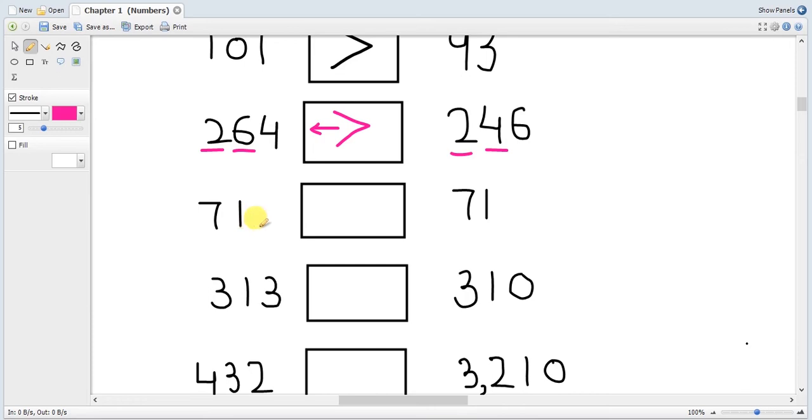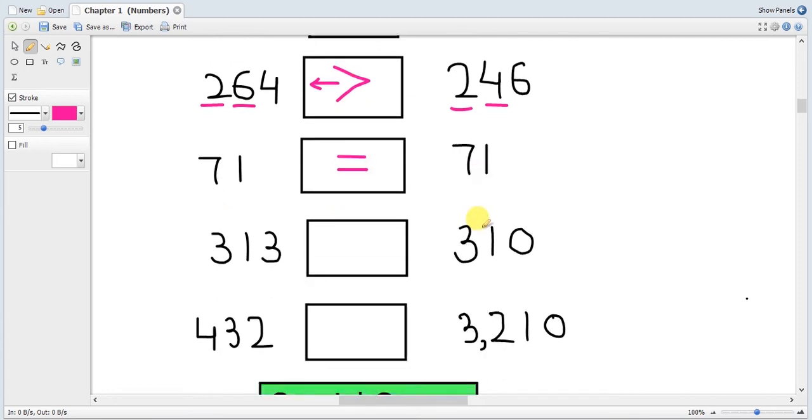Next, 71 and 71. Oh, wow. So both numbers are equal. So what is the sign that we will put here to represent that these numbers are equal? So the sign for equality or equal is this one. So draw two parallel lines, right? Not too long, not too short, right? So this is the sign of equality. So 71 is equal to 71.